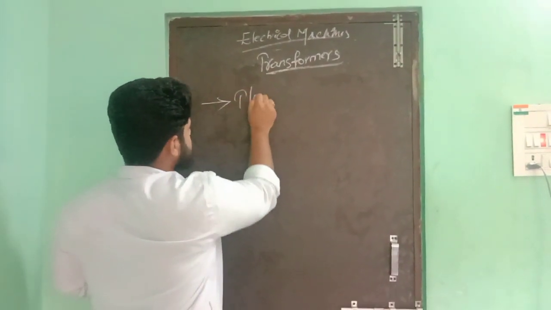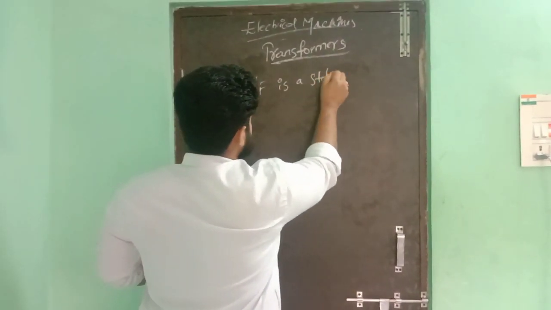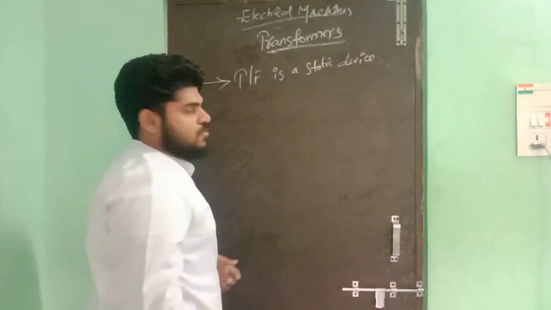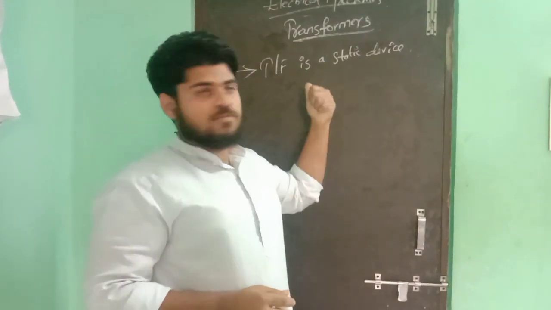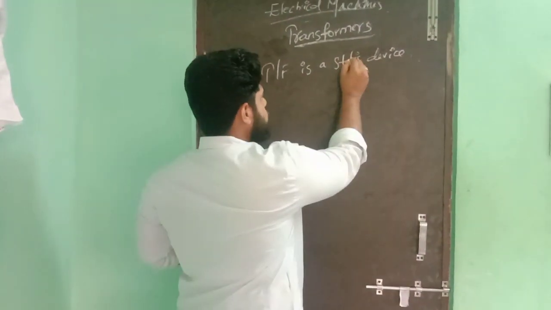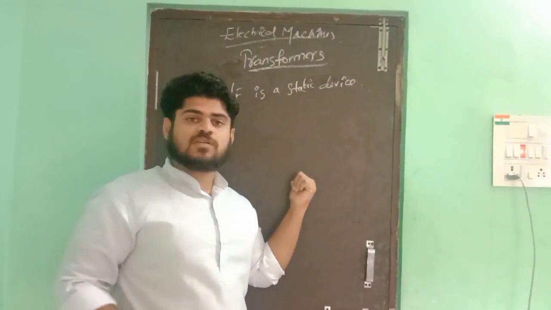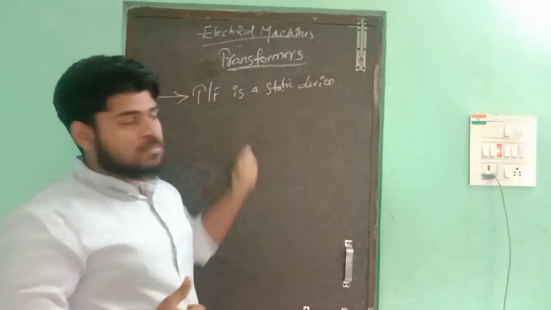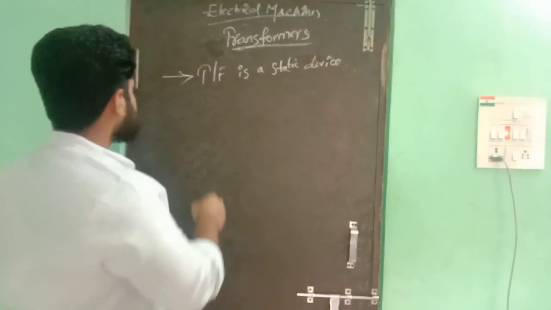A transformer is a static device, which means it does not have any moving parts. Due to no moving parts in this transformer, the efficiency of a transformer, compared to all the remaining machines in electrical machines, is higher. The transformer possesses higher efficiency levels.